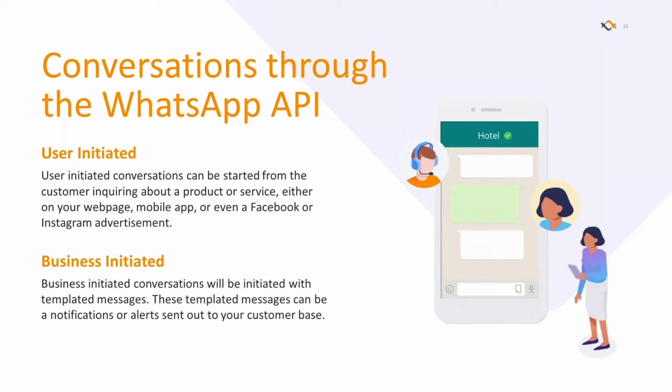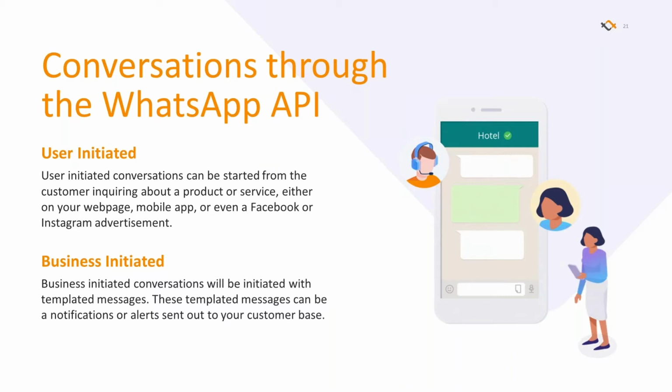This can be either on your web page, a mobile application, or with click to chat, as mentioned earlier, a Facebook or Instagram advertisement. For an example, if a user clicks on a WhatsApp chat link on our web page, they're going to be redirected to the WhatsApp application on their mobile device.